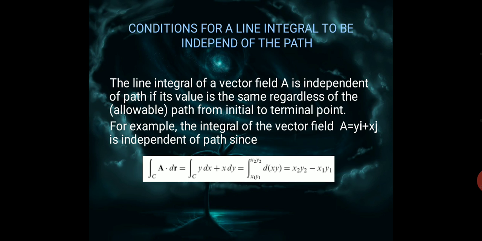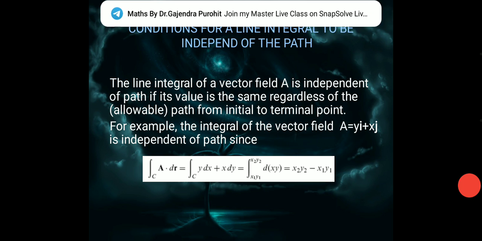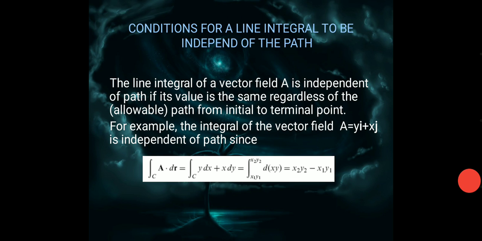Conditions for a line integral to be independent of the path. The line integral of a vector field A is independent of path if its value is the same regardless of the allowed path from the initial to the terminal point. For example, the integral of the vector field A equal to yi plus xj is independent of path, since the integral of A dot dr is equal to the integral of y dx plus x dy, which is the integral of d of xy from x1, y1 to x2, y2, equal to x2 y2 minus x1 y1.